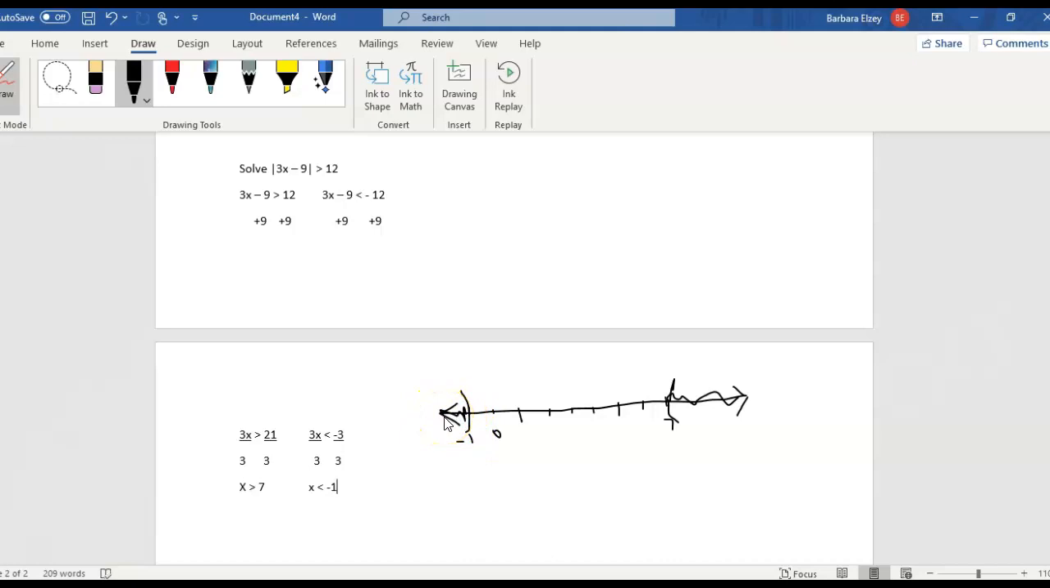And so if we were to write the solution in interval notation, we'd actually have two intervals from negative infinity to negative 1, and then from 7 to positive infinity. And we use a union symbol, looks kind of like a U, to say we've got both of these.